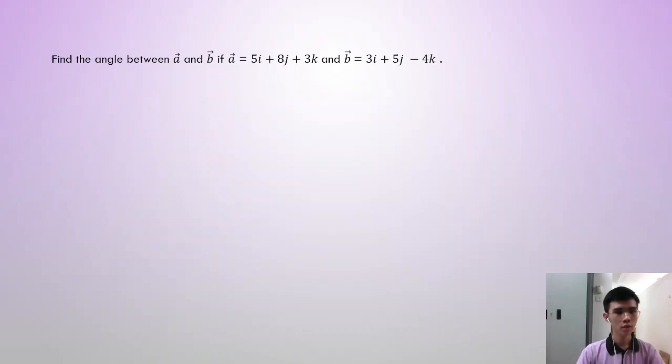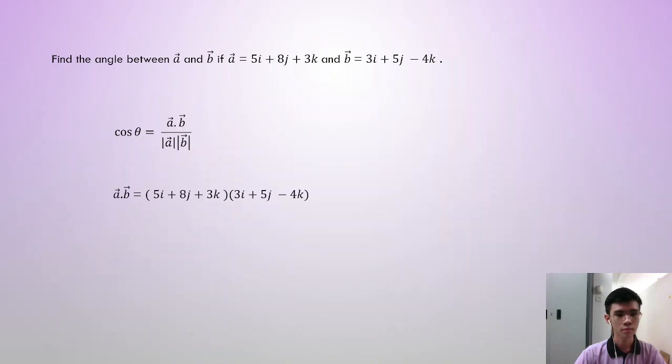In the second question, find the angle between a and b if a is equal to 5i plus 8j plus 3k and b is equal to 3i plus 5j minus 4k. To solve this question, we need to use the formula that can find the angle between two vectors. And to use this formula, first we need to find a dot b.